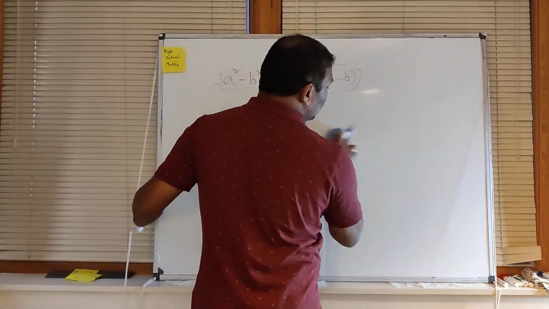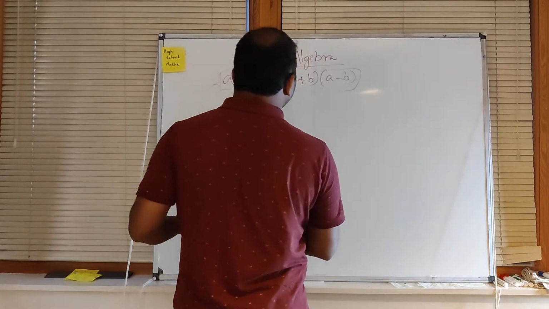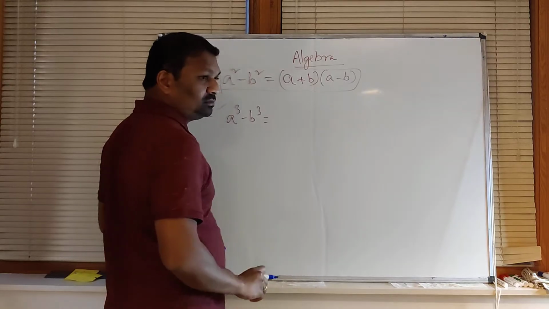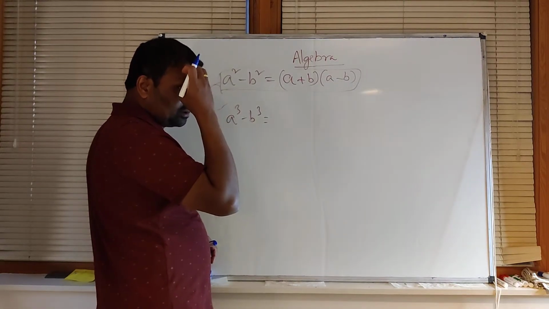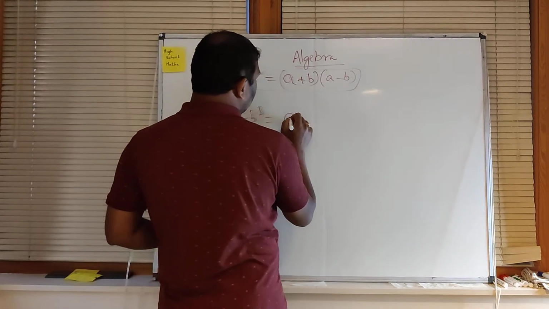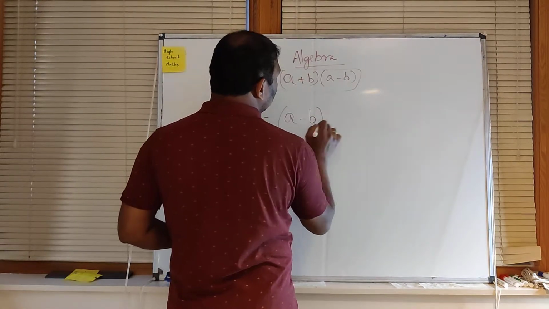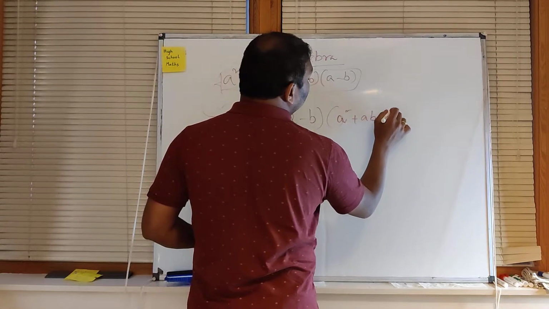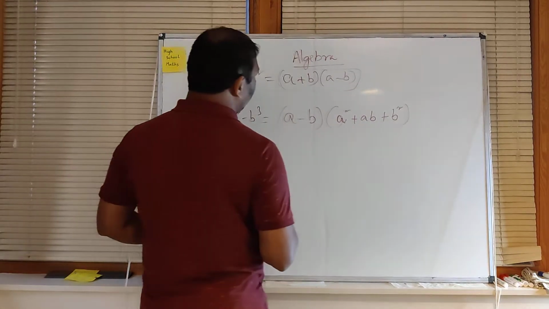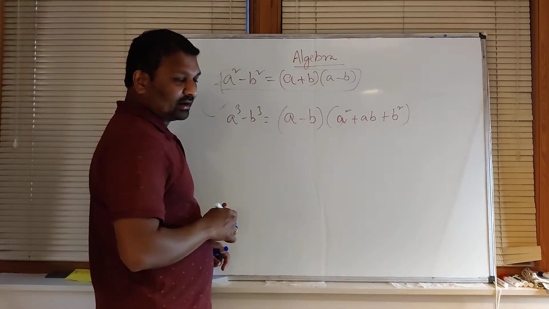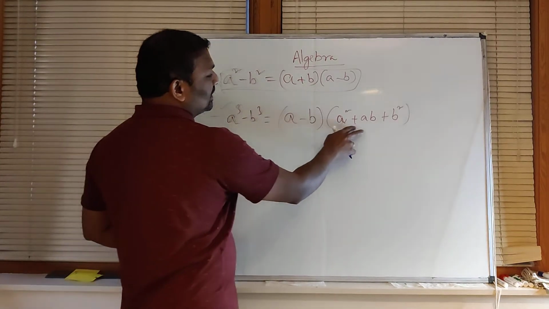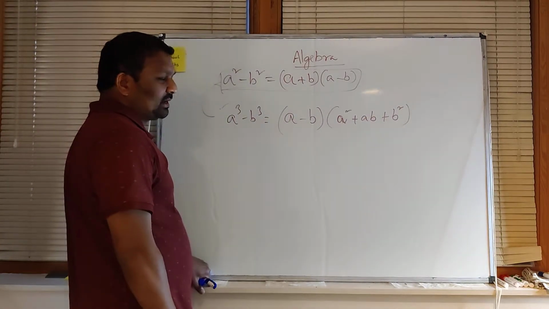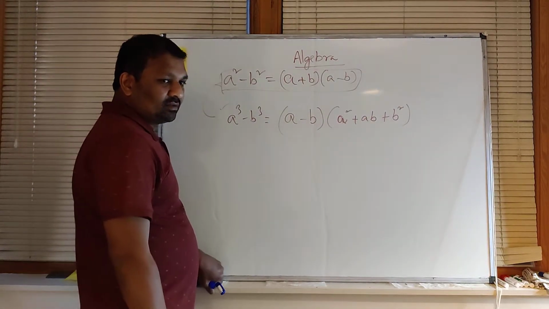Similarly, there are also formulas for a cube minus b cube. What are the factors of a cube minus b cube? It is a minus b, a square plus ab plus b square. These are the factors: this is one factor and this is another factor. Of course, this may be further divided into sub factors, but by the formula this is the factorization.